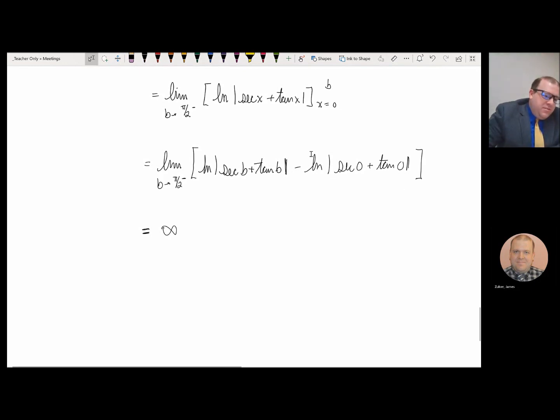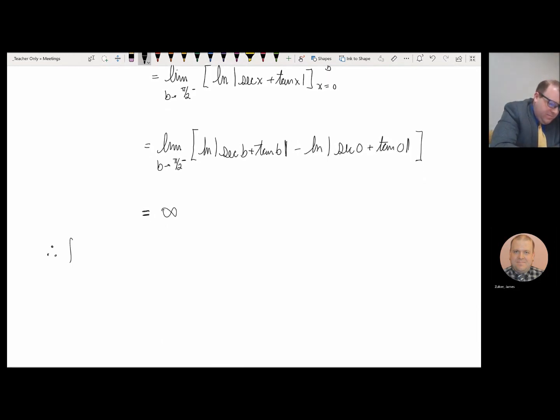Well, this one is actually, that value is just 0. Right? Because secant of 0 is 1, tangent of 0 is 0, log of 1 is 0. So you can actually just ignore that term. This is just the limit of this natural log, which is infinity. So the integral diverges. And yes, technically it would diverge to infinity. It'd be an infinite area.